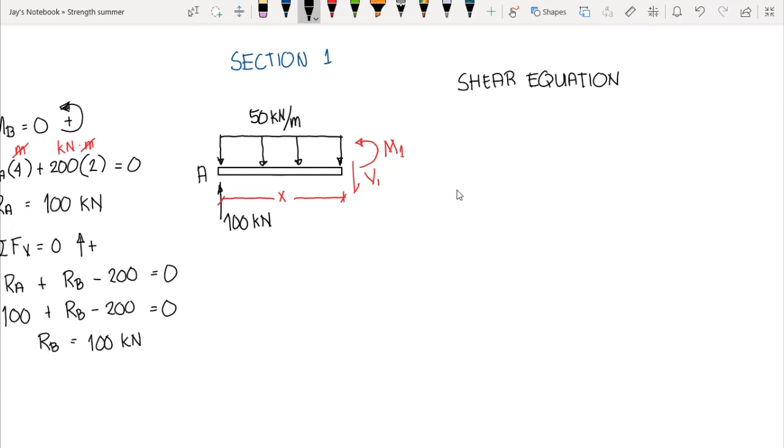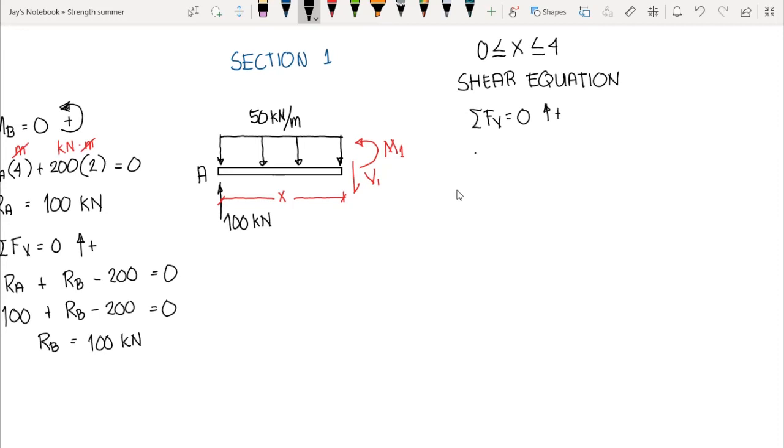So we could have our shear equation from 0 to 4. It's the interval from 0 to 4. For the shear equation, we just need to sum up forces vertically. That's equal to 0. Upward reaction or upward forces are positive.